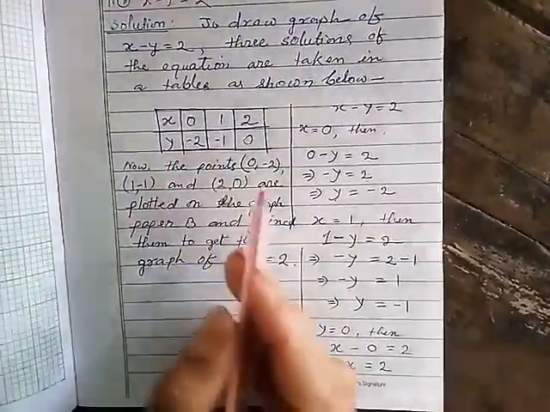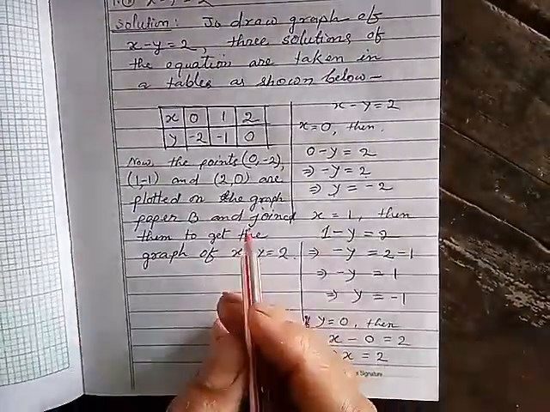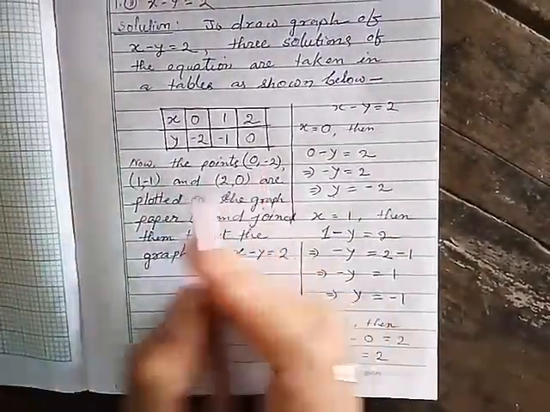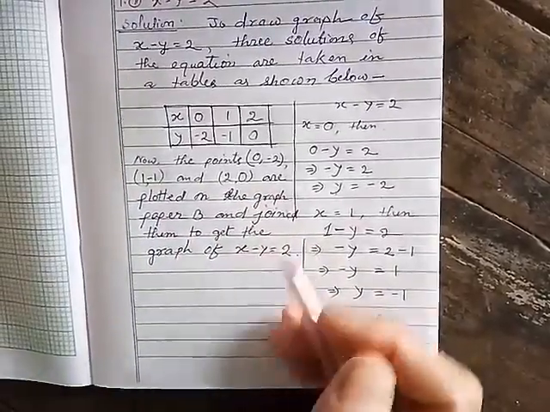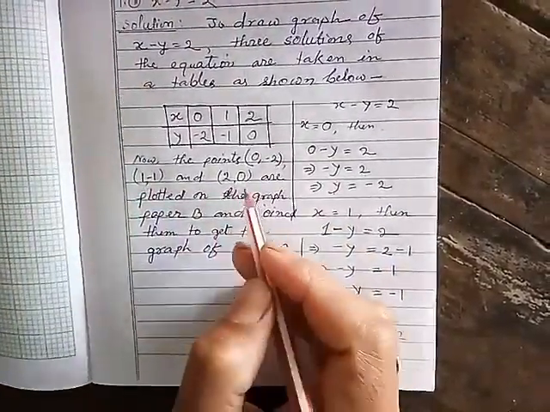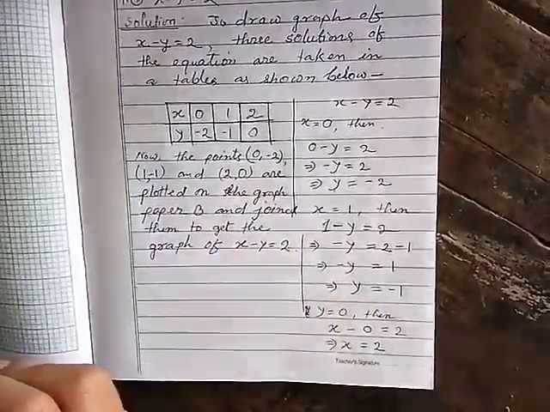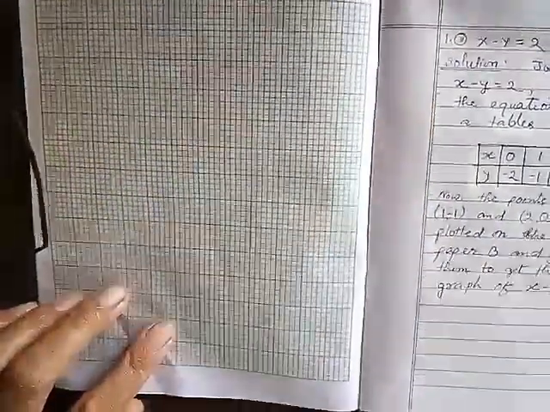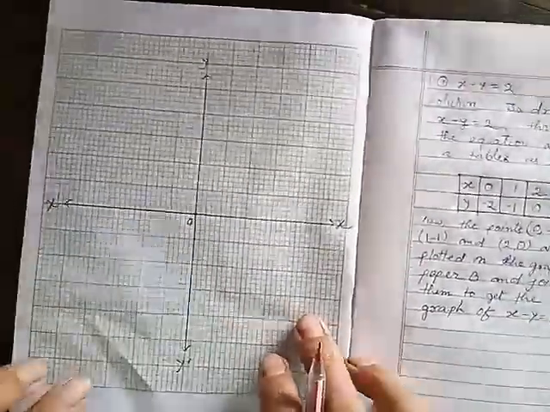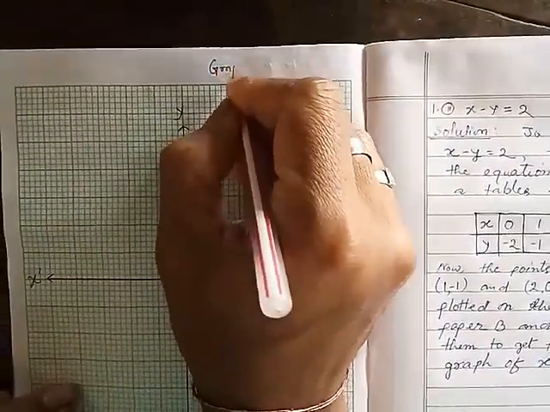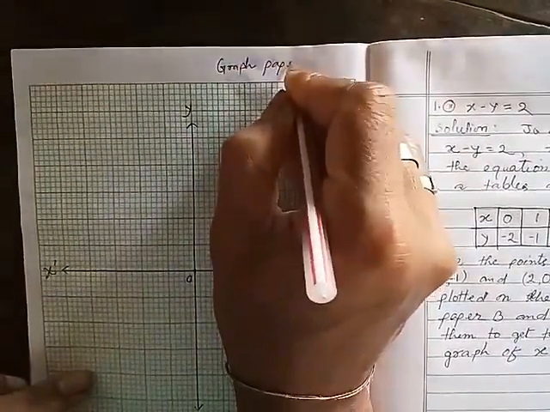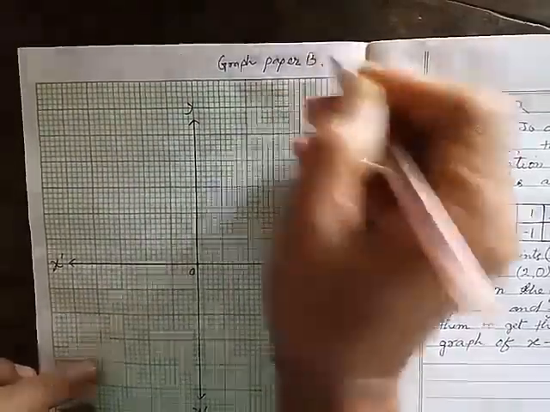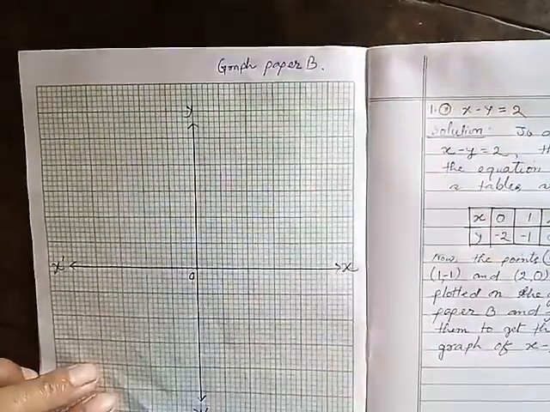But we have to get the graph from here. We need to draw the graph now. Since I have mentioned here these 3 points are plotted and joined to get the graph, we really need to plot these 3 points on a graph paper, and we need to join them, then we can get the graph of this. So I'll show you how to plot. So this is the graph paper. So I have to write here graph paper B, since I have used graph paper B in the explanation.